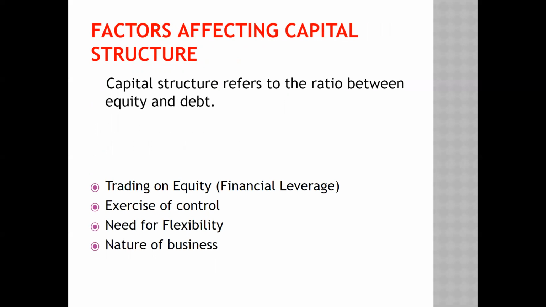Before this, you should know what capital structure means. In the beginning of this chapter, I told you that there are two types of capital: borrowed capital or owned capital. Owned capital is known as equity and borrowed capital is known as debt. Clear? So total capital belongs to these two, equity and debt. After this, I will tell you what kind of factors affect capital structure, meaning what kind of ratio should be there.